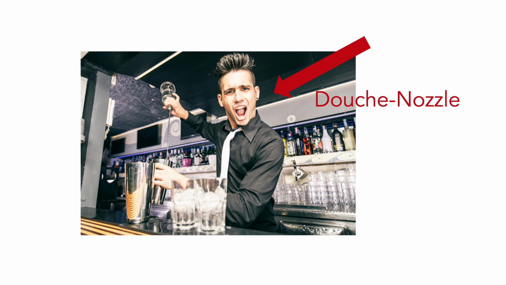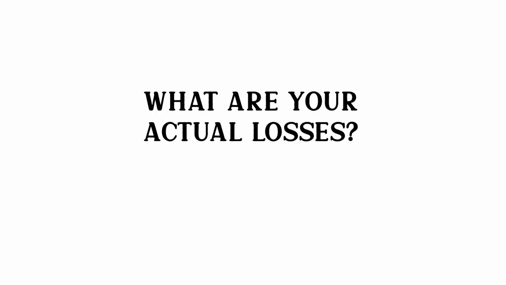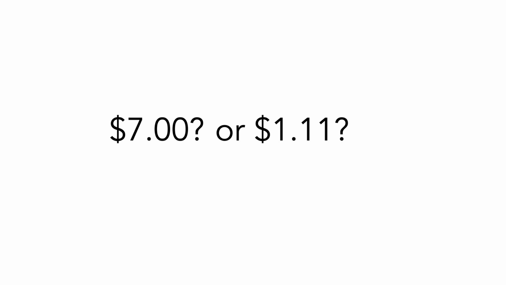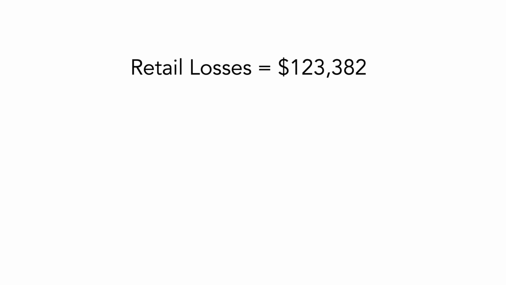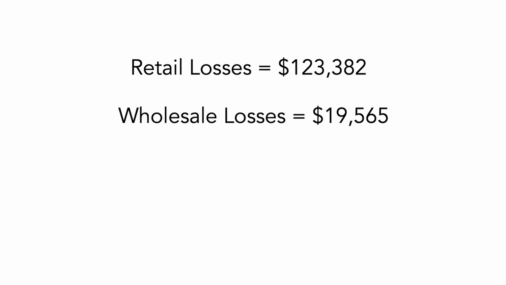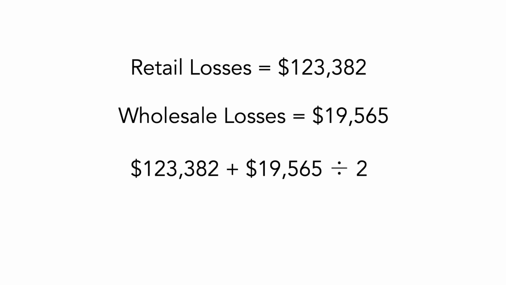Okay, now that you are thoroughly confused, let's talk about what your actual losses are. Are they $7? Are they $1.11? Well, after all of this time and taking thousands of inventories, I have discovered that the actual money lost out of pocket is about halfway between wholesale and retail losses. That means if we take our retail losses of about $123,000 and our wholesale losses of $19,000, we add them together and we divide by 2, you're going to get $71,474 in actual losses. You have to remember, when you're running a bar, every drop counts.